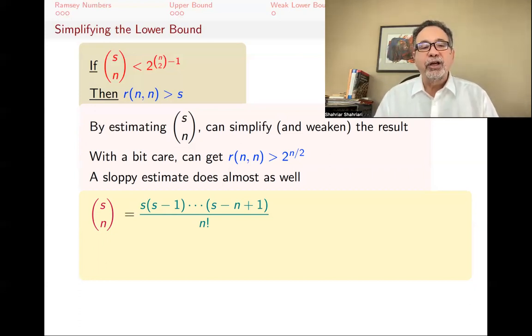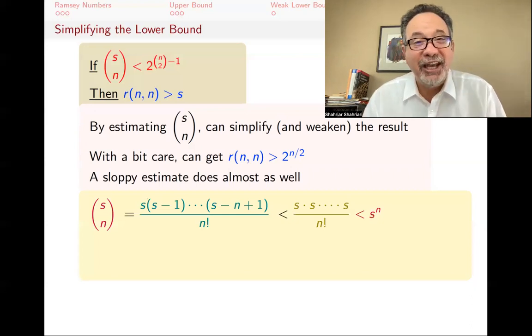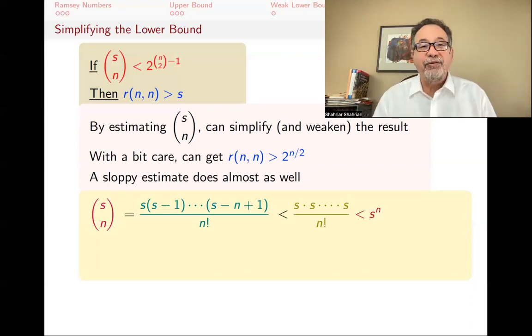Then I'm going to say, look at the top. You have S times S minus 1. Well, you have the S. Well, that's fine. S minus 1 is less than S. S minus 2 is less than S. S minus n plus 1 is less than S. So all of this is less than S times S times S times S over n factorial. And that's less than S to the n. I'm going to actually even just ignore that n factorial.